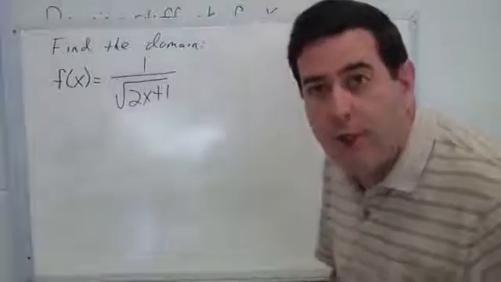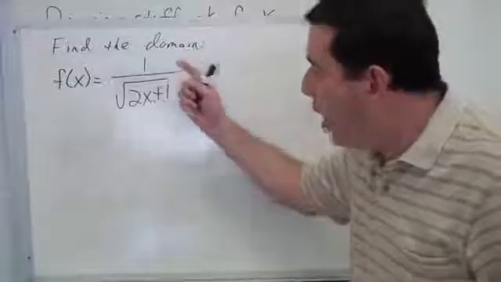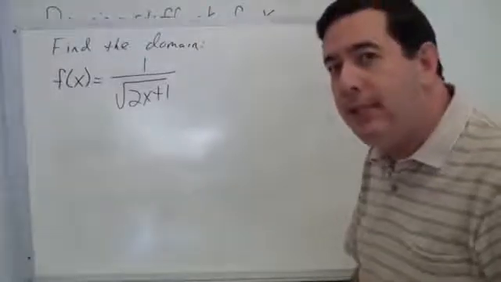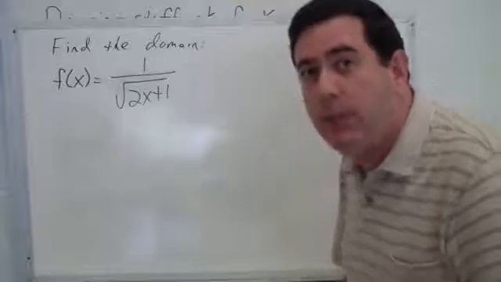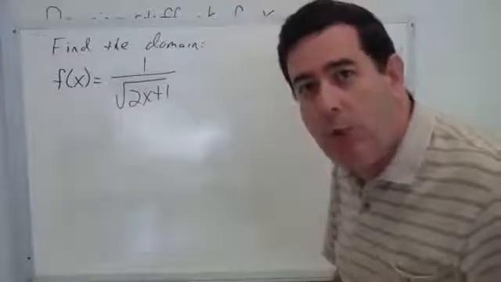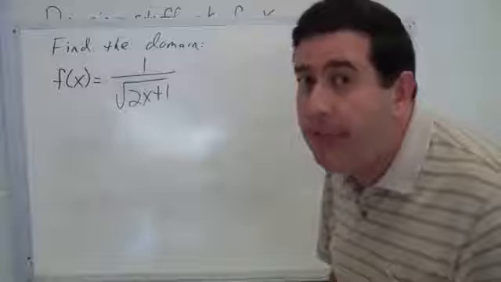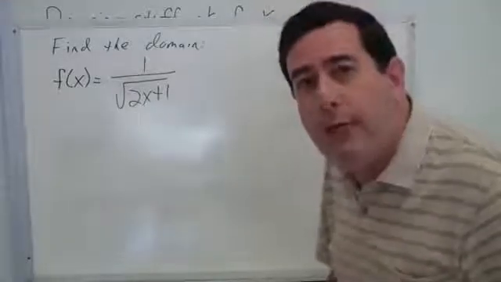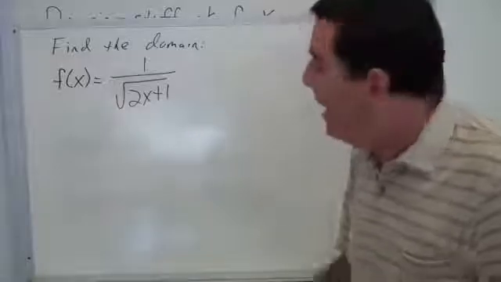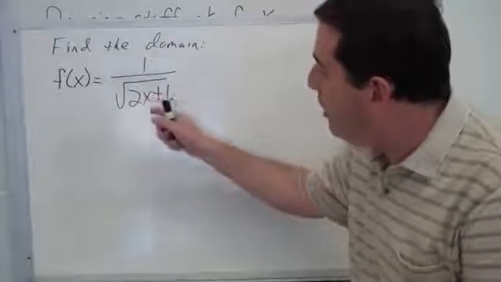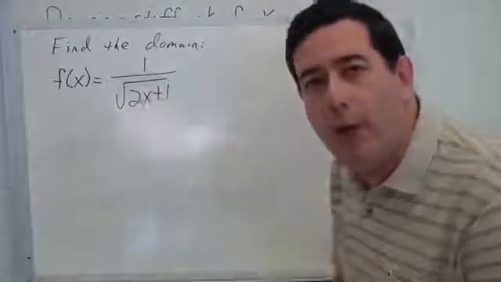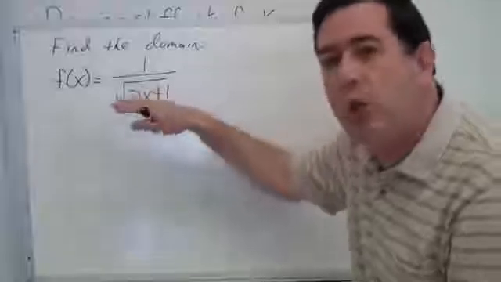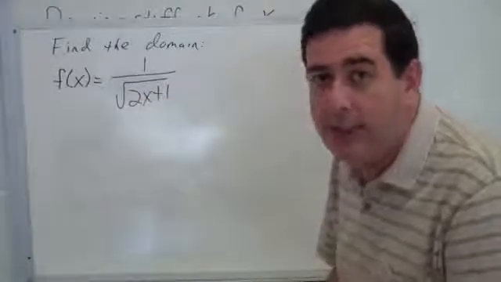Here's a tricky one for us to find the domain of. We've got 1 over the square root of 2x plus 1. This one has both problems. When you ask yourself our two key questions, is there a fraction? Yes. Is there a square root? Yes. So it's got both things that are problems for domain. If we just had the square root, we would take the stuff under the radical, make it greater than or equal to 0. But because this is in the bottom of a fraction, we can't let it equal 0.